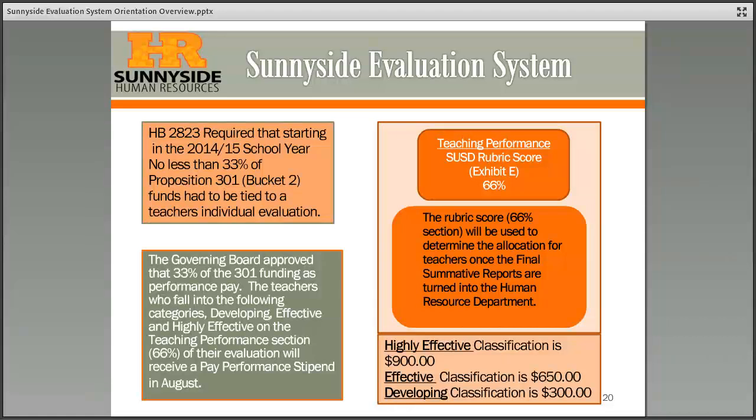This will continue for the 17-18 school year as well. For the 16-17 school year, individuals who received a highly effective classification on the rubric received $900. Those who received effective received $650. And the developing classification, the individuals received $300. The payment will remain the same for 17-18 unless otherwise increases were given to the districts by the state.